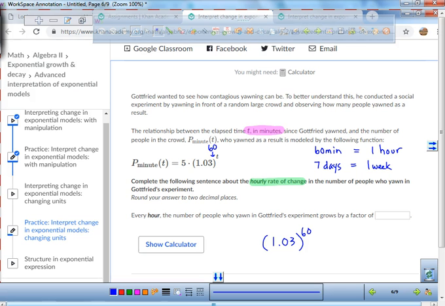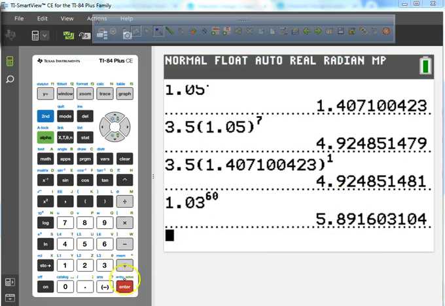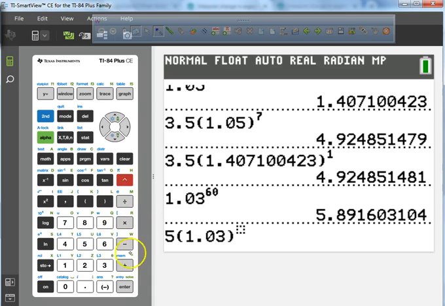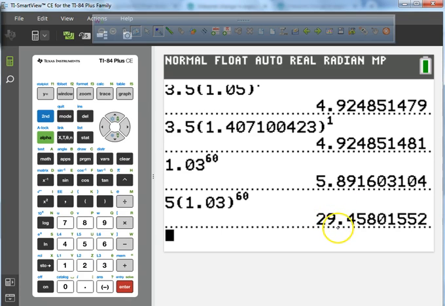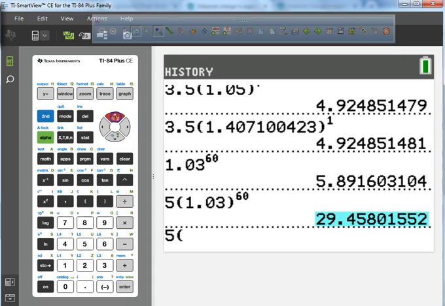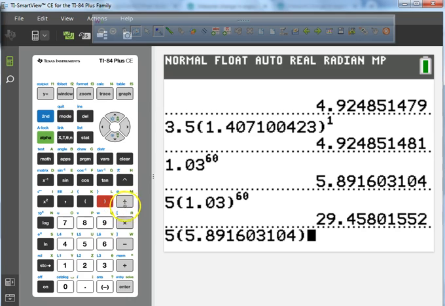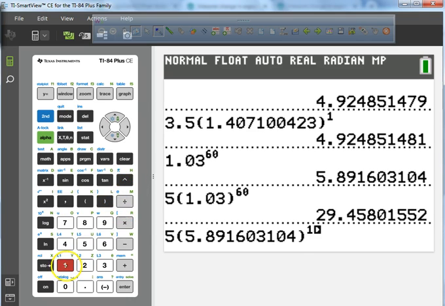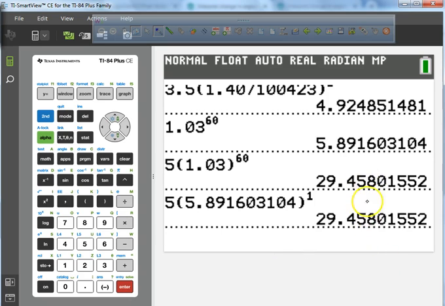Now we're going to check it. What do we start with? 5, right? So here we go. 5 parentheses 1.03. And there are 60 minutes in an hour, right? That means about 29 people yawn. Start with 5. And I go up here and I get my rate, 5.89. And I raise that to the power of 1. It should be the exact same. See how they're the exact same? So what's our factor? 5.89.